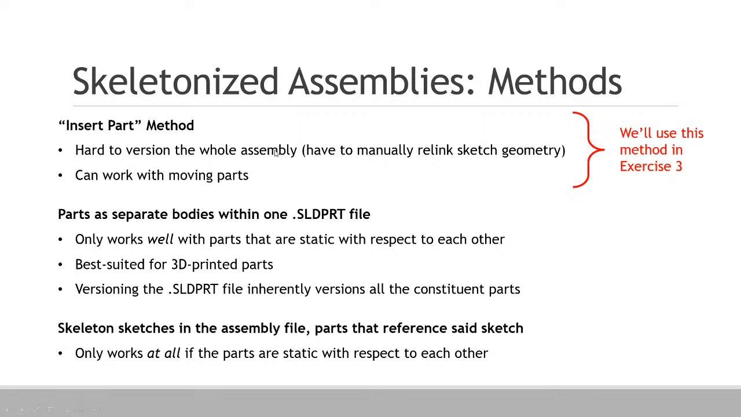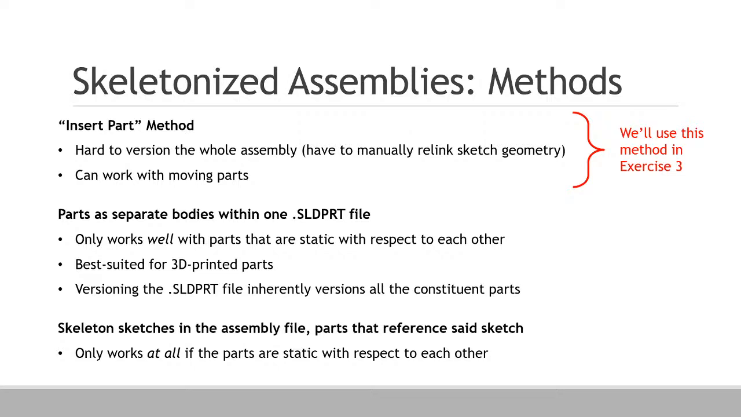So the insert part method, one of the downsides is it's particularly hard to version the whole assembly. If I wanted to create an entire new parallel version of that enclosure, that can be hard to do, because if you recall when we were doing assemblies, there was an option to right click on a part and hit replace component, and you can replace it with a new version of the same part. There isn't an option in SOLIDWORKS to do that with the actual skeleton. So if you want to create a new skeleton for a new version, you have to go back and manually relink all of the sketch geometry. It can just be a pain.